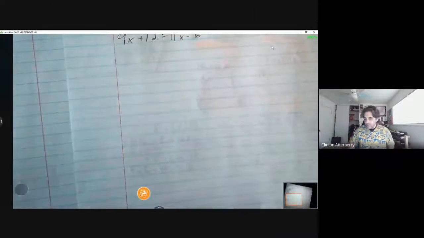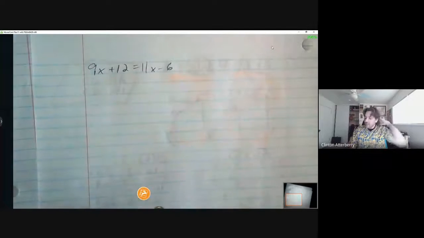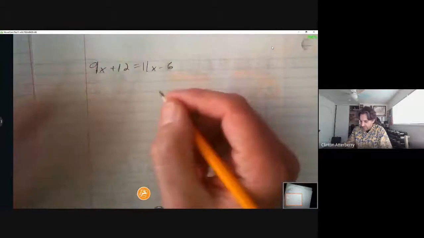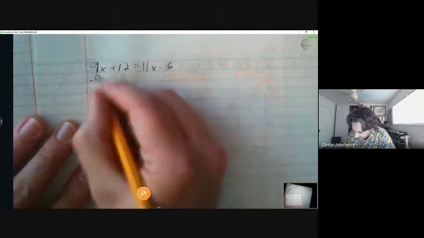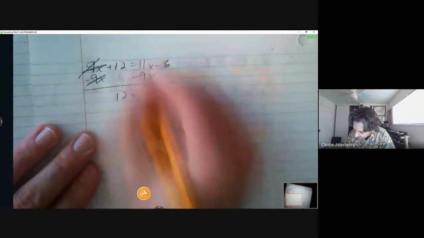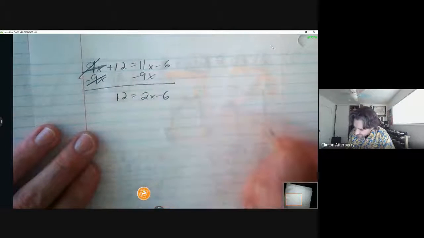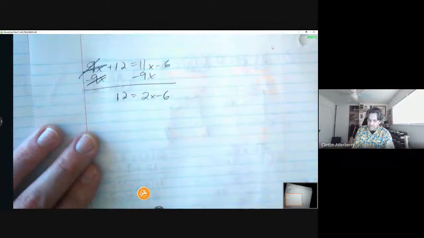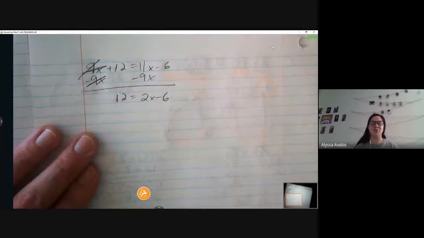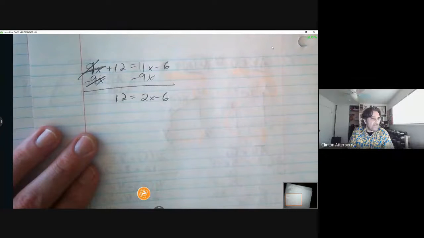Okay, so you can see what I'm looking at, Alyssa? Yes. So this is how you wrote it out, right? I'm going to do it step by step. I'm going to subtract 9x from both sides. When I do that, I get positive 12 equals 2x minus 6. Oh, you said you had 5x? Yeah, I probably subtracted wrong. Yeah, I'm trying to think.